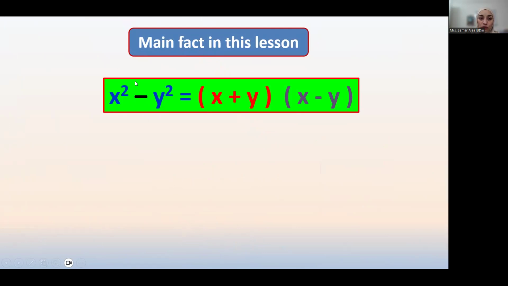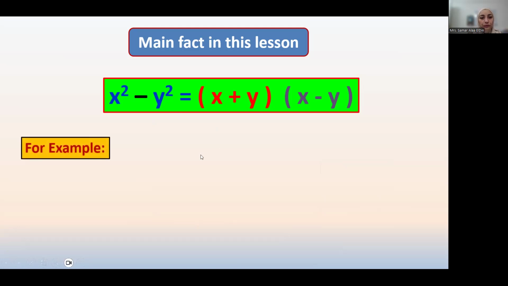So the square root of x power 2 is x. We write it in the two brackets. And the square root of y power 2 is y. We write it also in the two brackets, but we change the sign. The first one will be positive, the second one negative, or we can change the places of the positive and the negative. Okay?